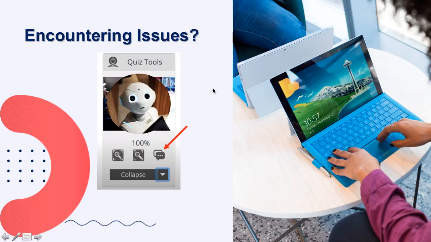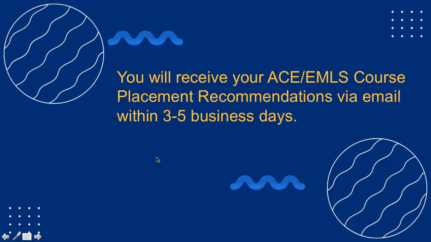During the exam, on the left-hand side, you will see this quiz toolbox while you're taking the exam. If for any reason you have any questions, you can click on this link and then you will be able to chat with somebody from Proctorio. You will receive your ACE EMLS course placement recommendations via email within 3 to 5 business days.